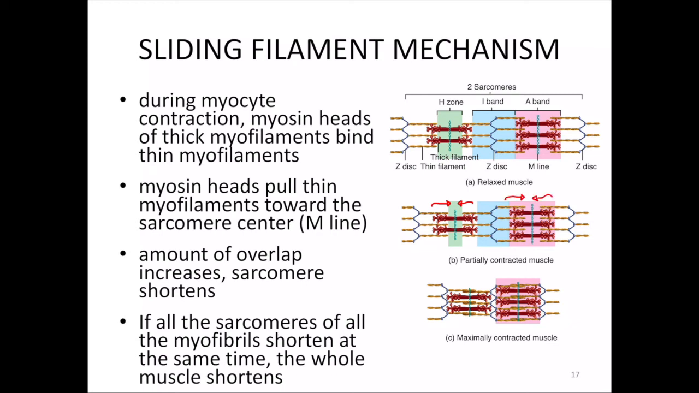And depending on how many cross bridges we form, we can create a greater degree of tension force. So they're showing you the relaxed muscle in the first one over here. We have the partially contracted muscle, and then we have the maximal contracted muscle over here. So we need to activate all these sarcomeres and all these myofibrils at once. And when we all contract at the same time, ultimately that's going to be the contraction of the muscle as a whole.